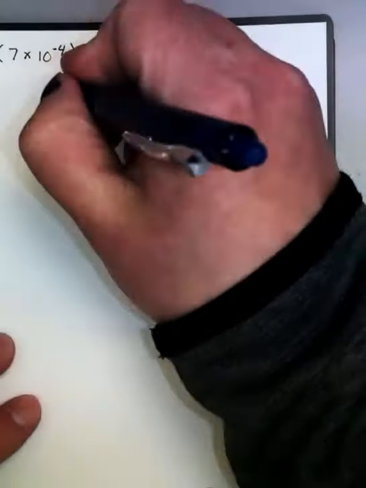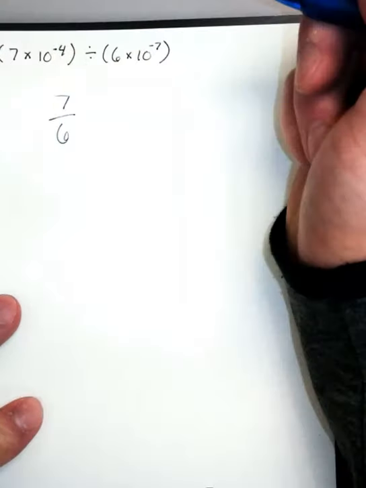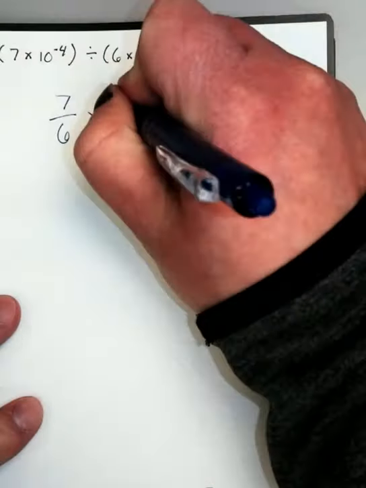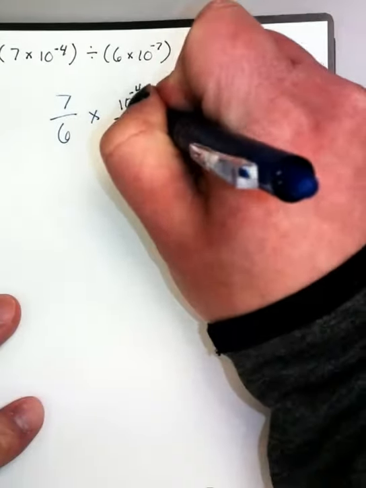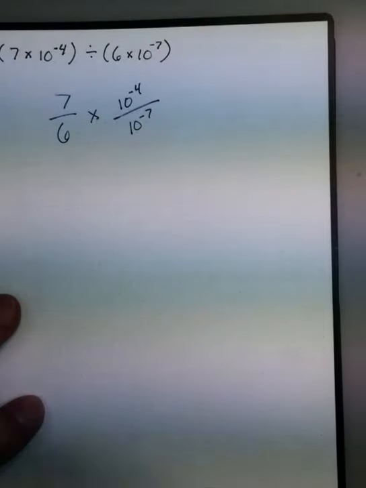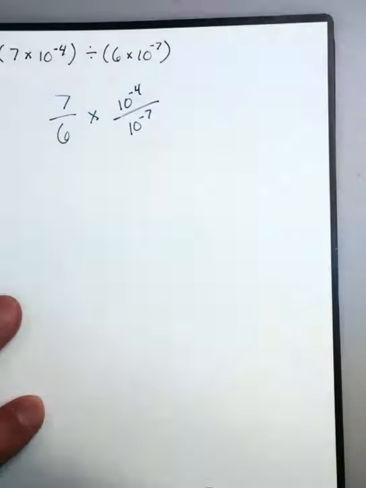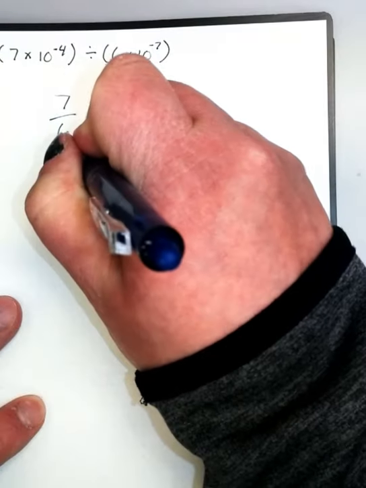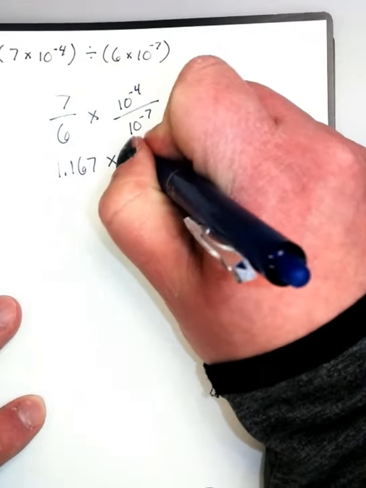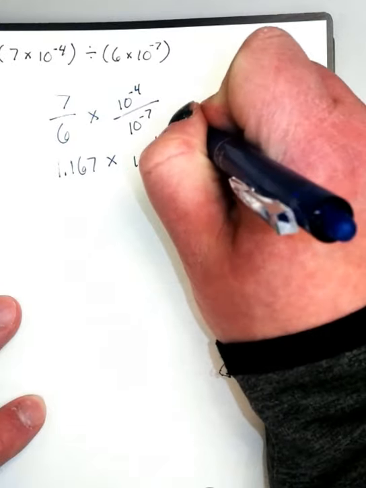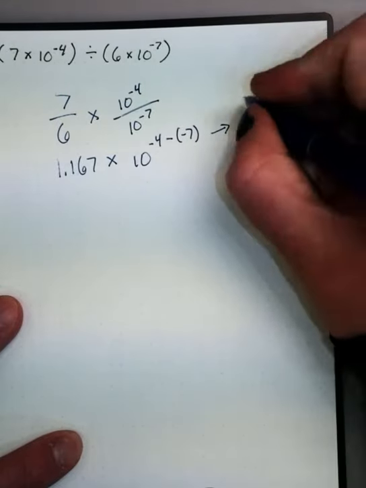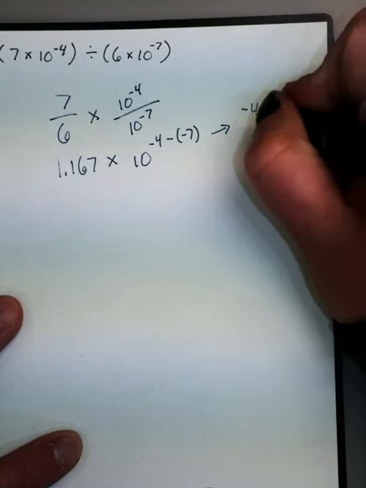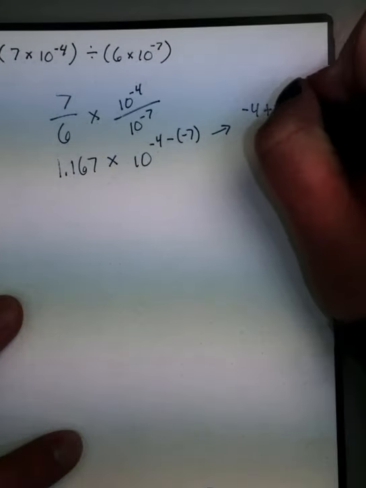Welcome back. To set this problem up, I'm going to take 7 divided by 6. I'm going to multiply that by 10 to the negative fourth divided by 10 to the negative 7. Seven divided by 6 is 1.167 times 10 to the negative 4 minus negative 7. Remember, I said earlier that minus a negative is the same as adding.